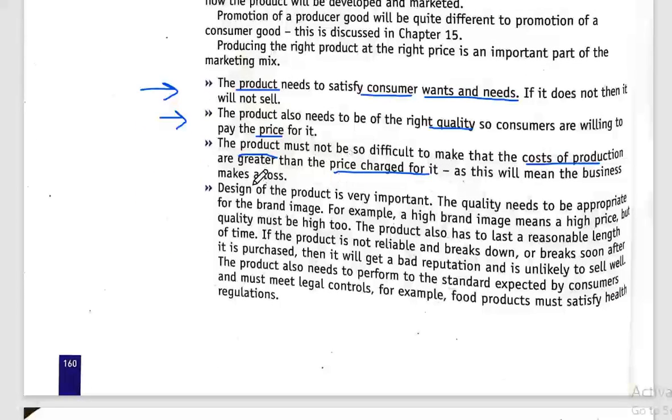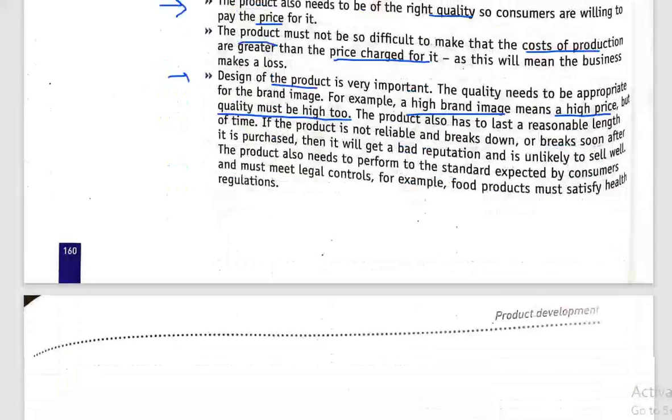Design of the product is very important. So also focusing on the product itself and the package, the quality needs to be appropriate for the brand image. If it's a high brand image, it means a high price, because we're linking the brand image with the price and the quality with the price as well. If it's a high price, I will definitely expect it to have high quality. So that's why I must also pay attention to the package or design of the product that I'm selling in my business.